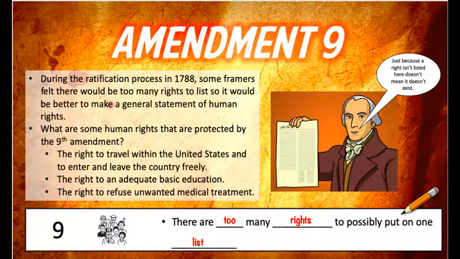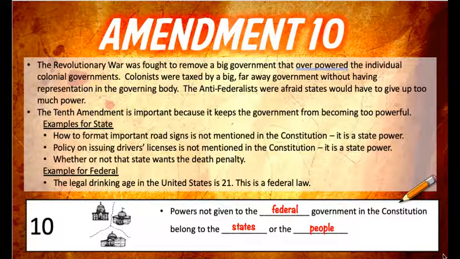And the last one, Amendment 10. The Revolutionary War was fought to remove a big government that overpowered the individual governments. Colonists were taxed by a big, faraway government without having any representation. The Anti-Federalists, or the people who were against the Constitution initially, were afraid that states would have to give up too much power. So the 10th Amendment was put in because it keeps the government from becoming too powerful.